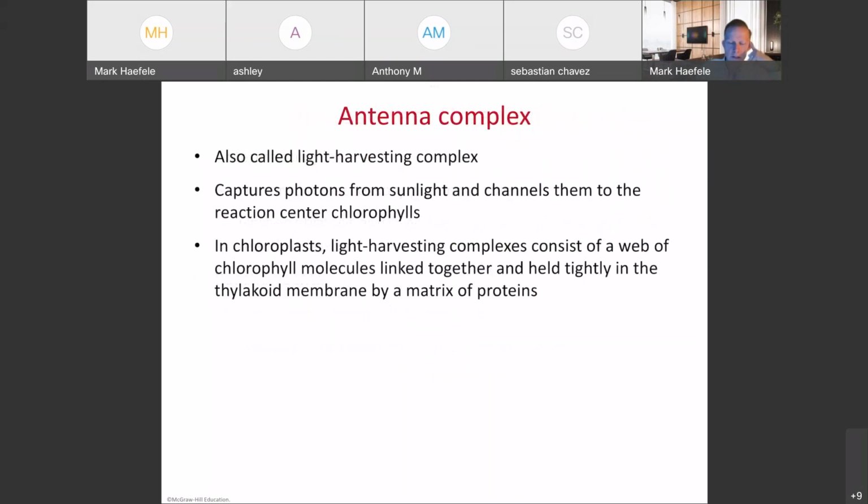So when you take a look at your antenna complex, this is a giant complex of pigments that's designed to harvest light. It's going to be capturing all the sunlight energy and funneling it into this reactive chlorophyll. It really does what it says it does: it harvests light, and then ultimately funnels it down into this reactive chlorophyll. And this is all found, by the way, in the membranes of the thylakoid. That's where everything is found.